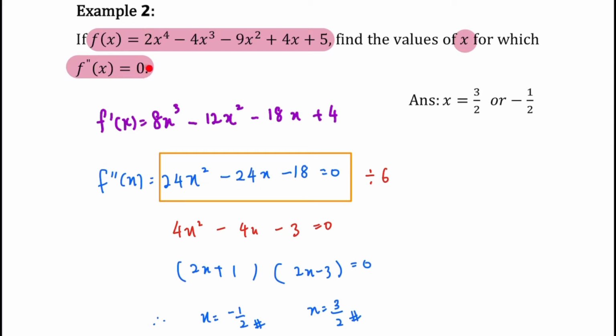And then let's equate it to 0. So you can see that all of this common term here is 6. So you can divide by 6. So this is the function. So let's factorize this, then you'll get the answer. Therefore, this is the answer when we put f double prime is equal to 0.